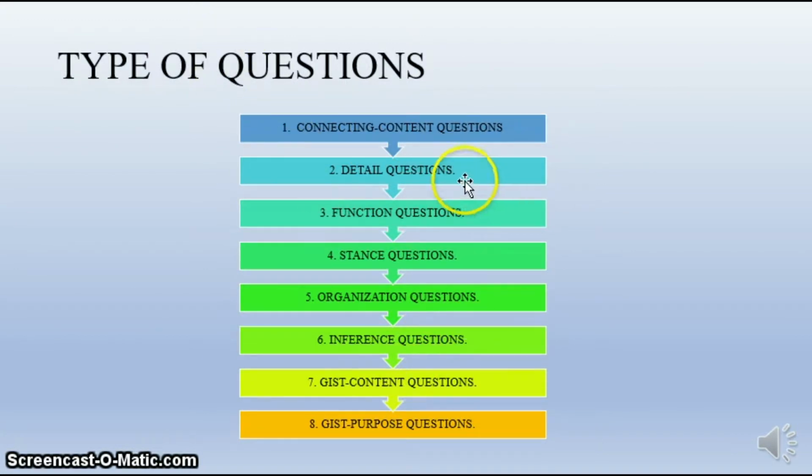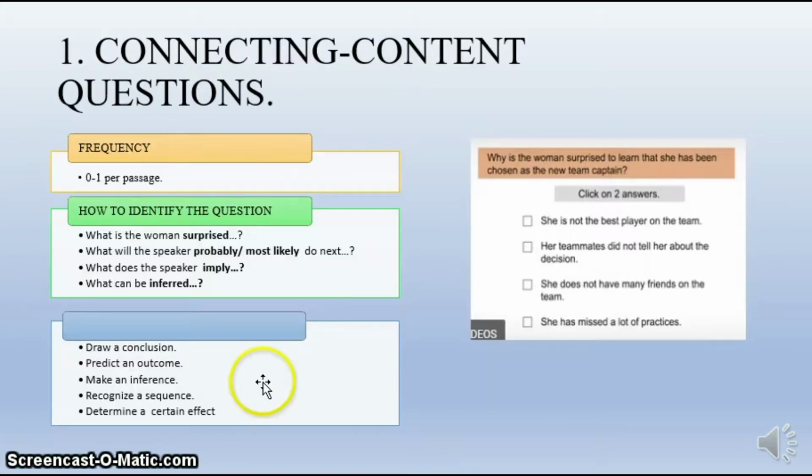Here we have 8 types of questions that I'm going to explain. The first type is connected content questions. To the left-hand side, you will have some strategies that will help you to identify this type of question. Also, you can see highlighted some keywords that will help you to identify it, as I said. What is the woman surprised by, for example?